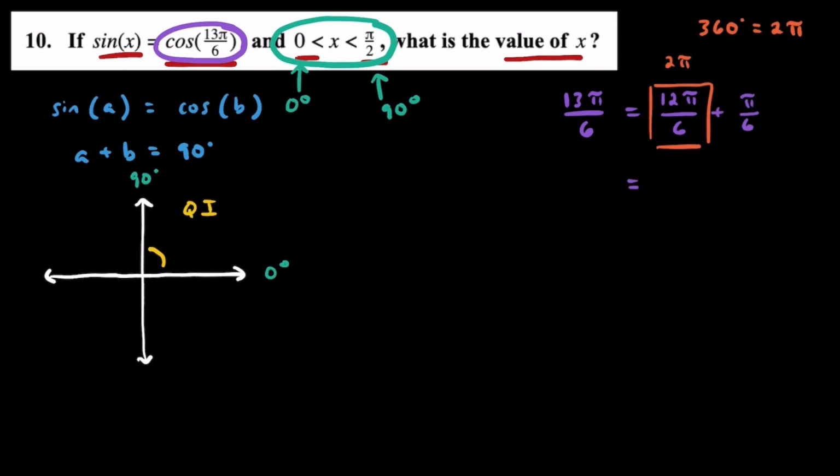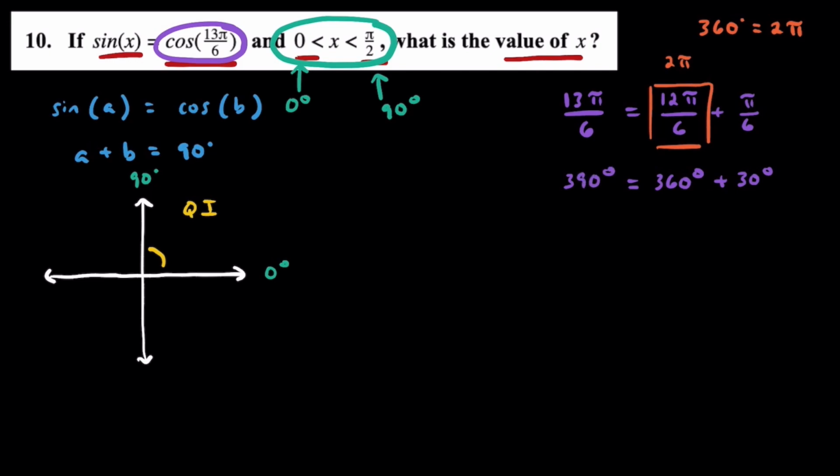Rewriting this into something that even makes more sense, we can say that this is going to be 360 degrees plus, what's pi over 6? Pi over 6 is just equal to 30 degrees, right? So this is just equal to 390 degrees.